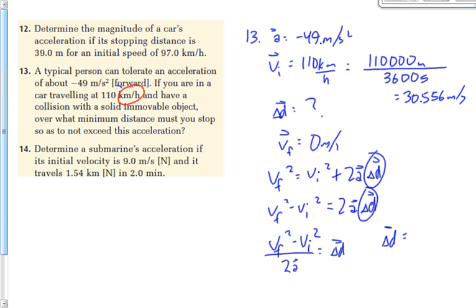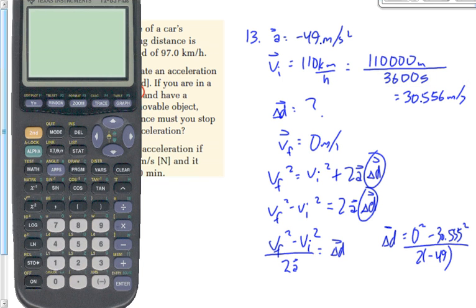It's 0 squared minus 30.555 over 2 times negative 49. Let's say 0 squared minus 30.555 squared. Okay, let's divide that by, pay really close attention to this one, divided by brackets 2 times negative 49.